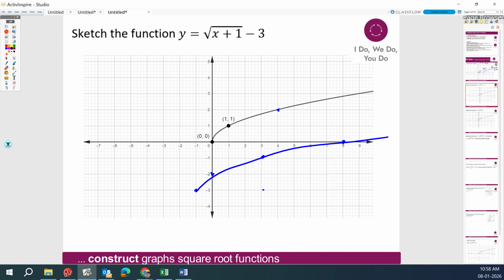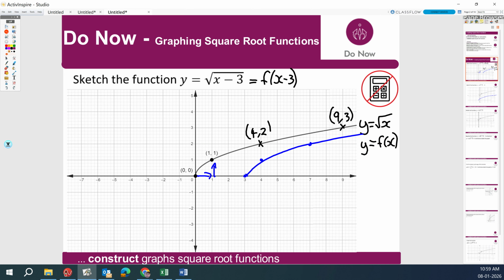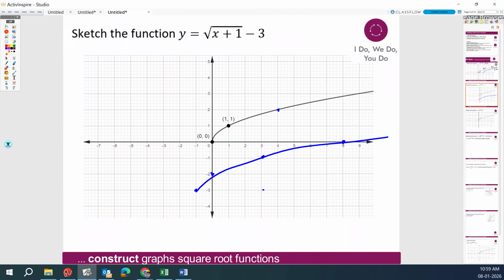How many points should we usually graph? 2 or 3. Okay. So vertex plus 2 is 3. It depends on the space. So for instance, on this one, I didn't bother trying to do the 9, 3 because it's off the grid. Yeah. So just some useful points that help you get it. All right.